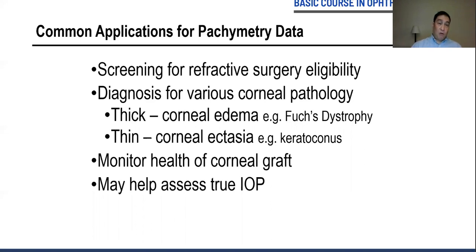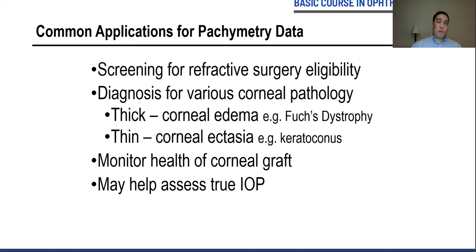Less common now, or second to refractive surgery screening, would be diagnosis of various corneal pathology. Usually when you have thick corneas, we will think of certain pathologies that lead to corneal edema like Fuchs dystrophy, or if you have thin corneas, we would tend to think of corneal ectasias like keratoconus. And of course, measuring the corneal thickness or pachymetric data helps us confirm these diagnoses.